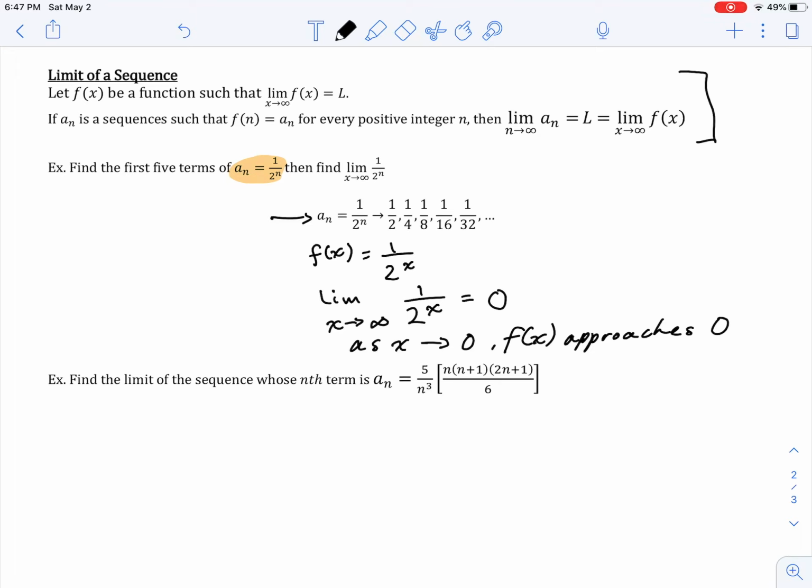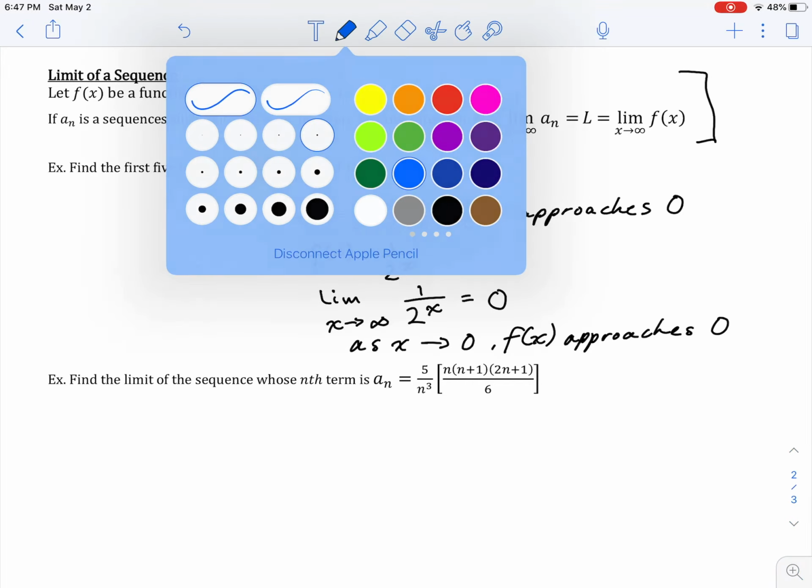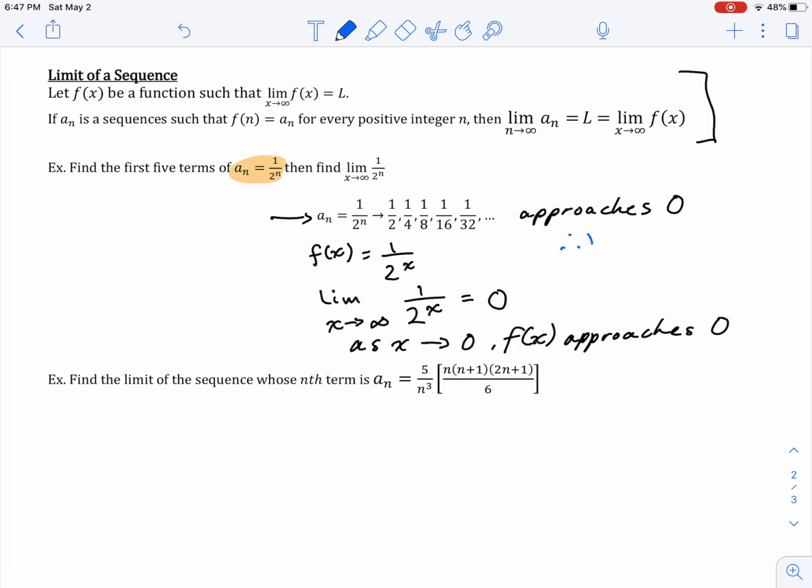So if this sequence that we were given up here can be thought of in the same way as this function, and all I did was rewrite and replace the n with an x, and if that function has a limit at infinity, that means this sequence is going to approach what? It approaches 0. Therefore, we can make a concluding statement here. We can say, therefore, the limit as n approaches infinity of 1 over 2 to the n is equal to 0.